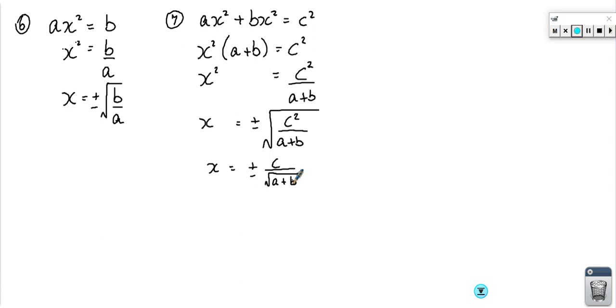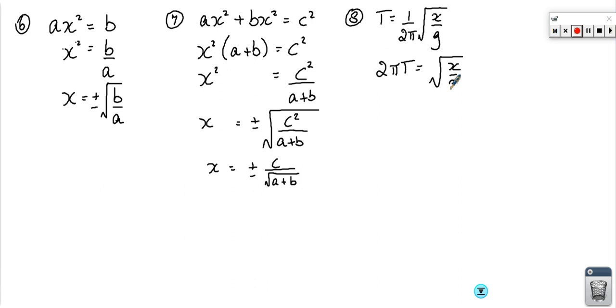Last example, example number 8. T equals 1 on 2 pi square root x on g. And I need x as a subject. Now I'm going to start by removing this 2 pi here. I'm going to place it on the other side. It's dividing, so I have 2 pi t is square root x on g.